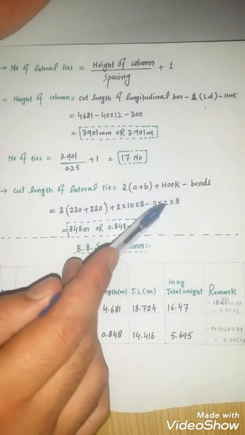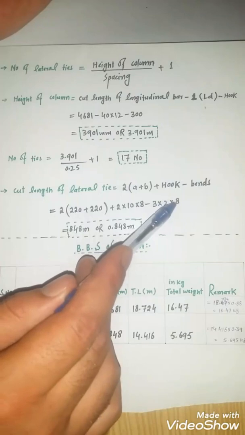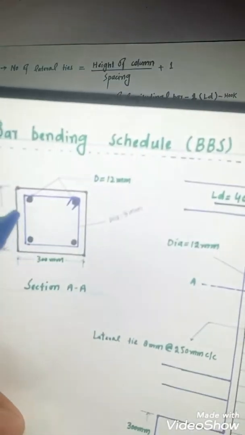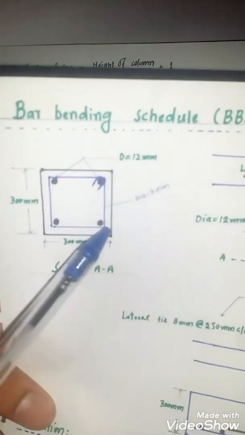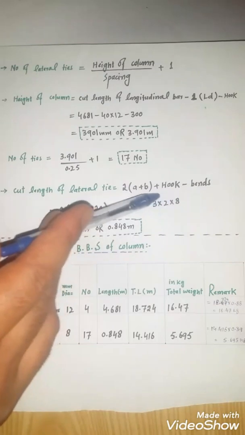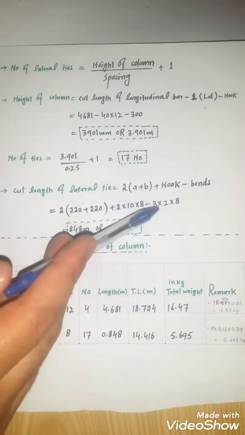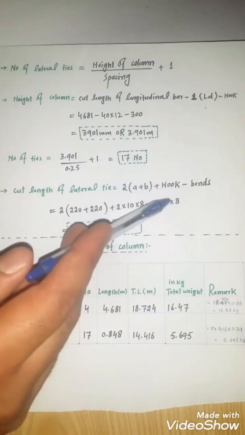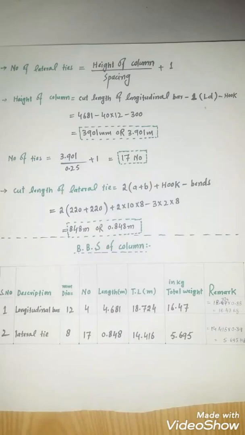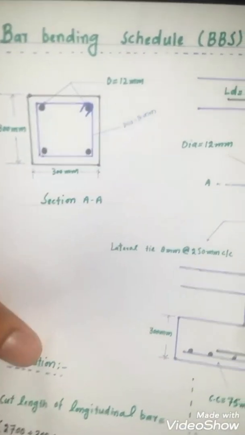minus 3 bends multiply by 2 multiply by 8. 3 is the number of bends, 1, 2, 3, multiply by 2. This is the formula value. For 90 degree bend, we use 2 into D. 2 is the formula value and D is the diameter of bar, which equals 8 millimeter. This is the diameter of bar.